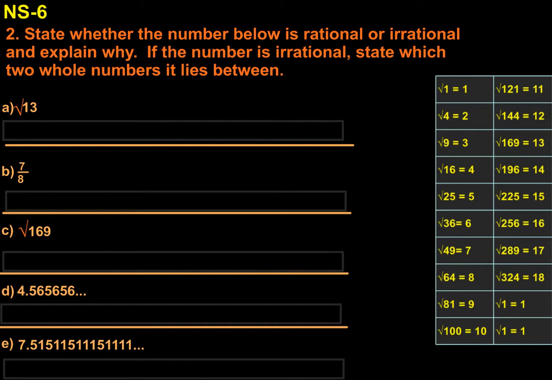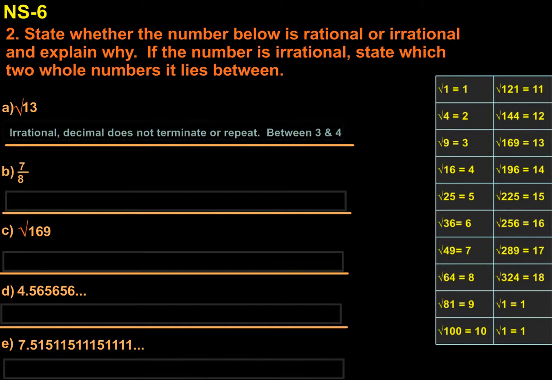And I've included the table here to take a look at the different square roots. As you can see on this table, 13 is not a perfect square. So it falls somewhere between the square root of 9 and the square root of 16, so somewhere between 3 and 4. If it's not a perfect square, that indicates that it's automatically an irrational number because it would have a decimal that does not terminate or repeat. And the two whole numbers that it lies between, as we said, are 3 and 4.